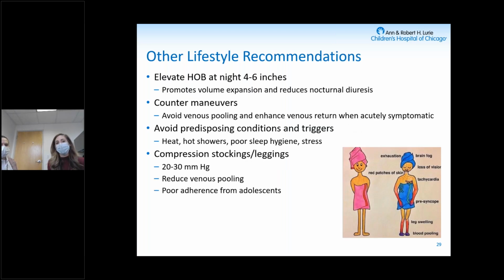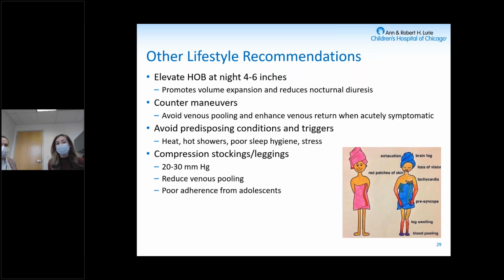Other lifestyle recommendations include elevating the head of the bed about 4 to 6 inches at night. This promotes volume expansion and reduces nocturnal diuresis. We also work on counter maneuvers with these patients, especially when they're symptomatic. So if they're symptomatic at school, we try to give them techniques so they don't pass out in front of their friends or feel like they're going to pass out. We also have them avoid predisposing conditions or triggers. So heat is pretty common, hot showers. We usually recommend cooler showers and showers in the evening, as many of our patients tend to be most symptomatic in the morning. Many of our patients also have poor sleep hygiene, so we really try to work on that. And then we try to minimize stress as best possible.